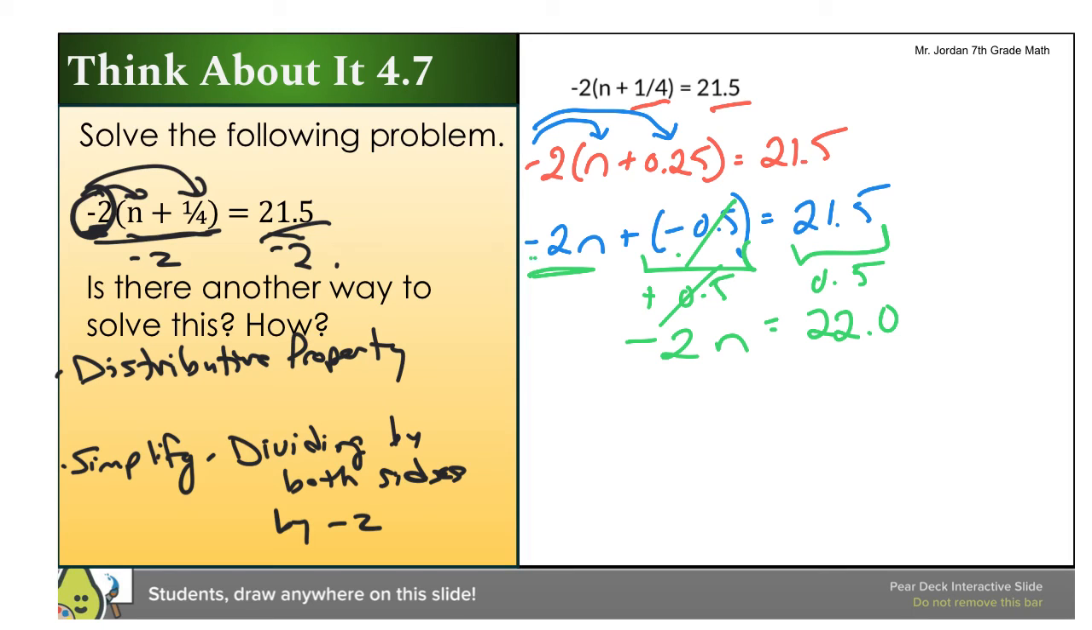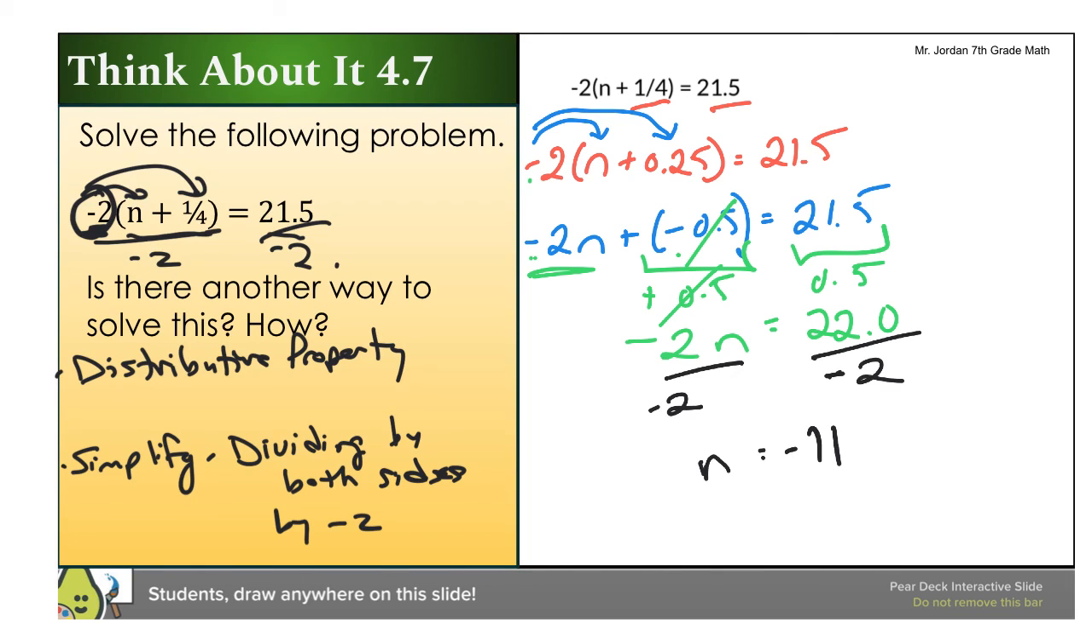Don't forget that minus. It's very important. Now, the next thing that I'm going to do is I will need to divide by -2, because I want to have just one n on this side. So I'm solving for n. Whatever I do to this side, I'm going to do to this side. So 22 divided by 2 is 11, but again, the negative sign. So n is equal to -11.